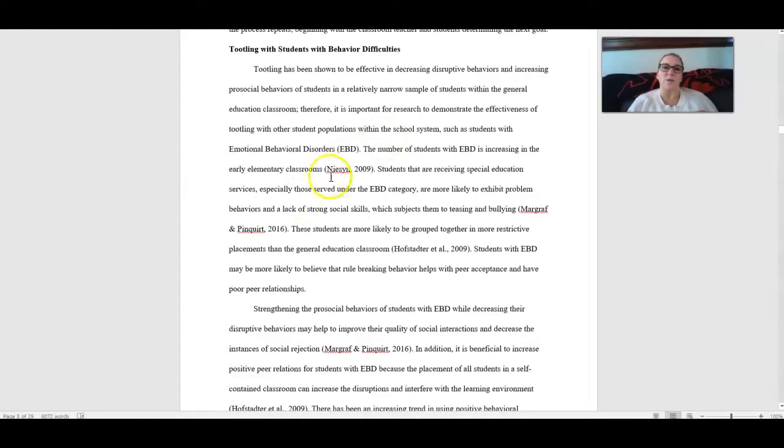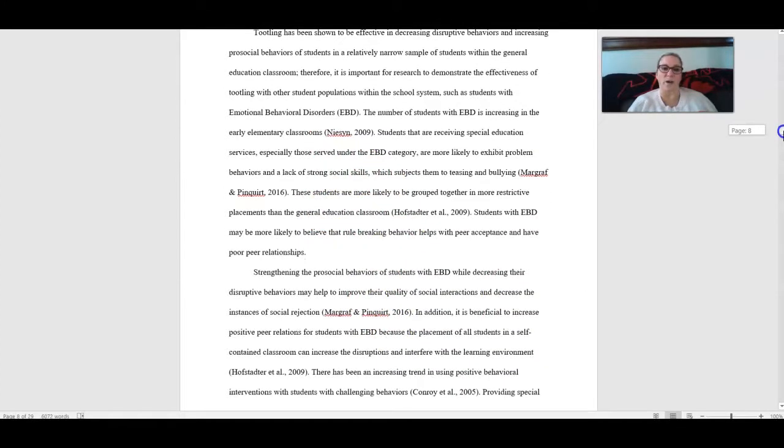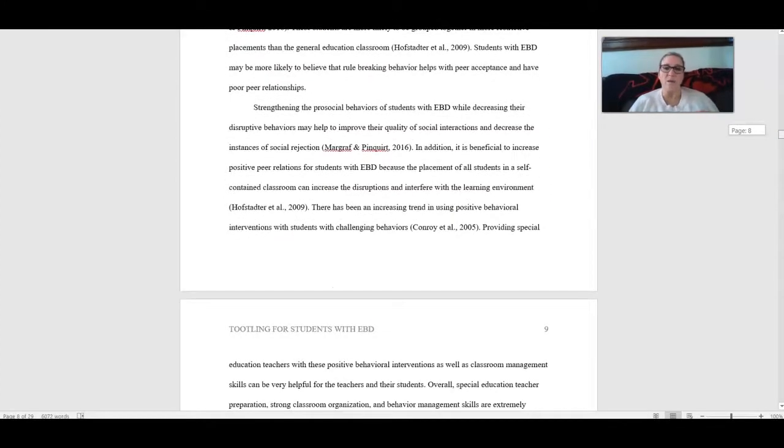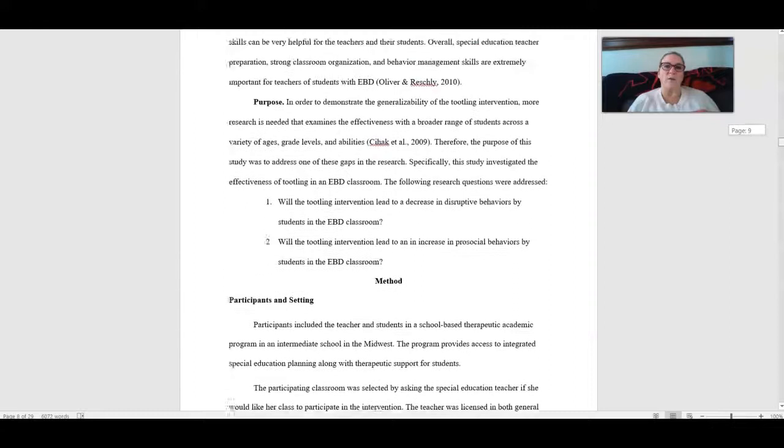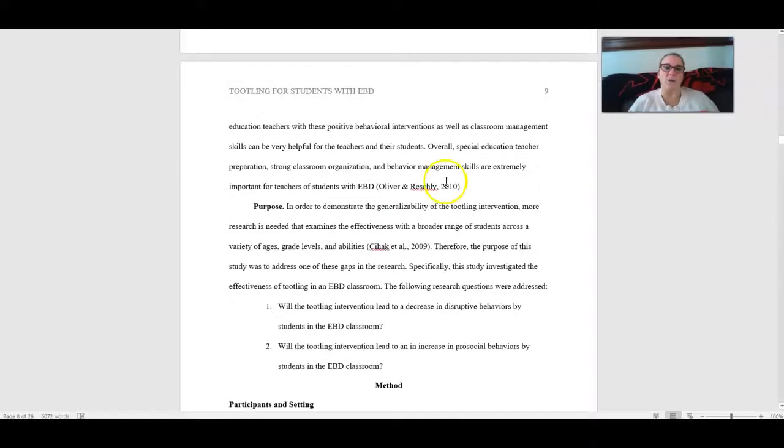Again, you'll see we're using citations. You're seeing that we're not using the same citation over and over again. We're trying to use a broad range of researchers and studies that have evaluated this. And then the final part of the introduction is the purpose of your study. So what specifically are we trying to do? What questions are we attempting to answer?